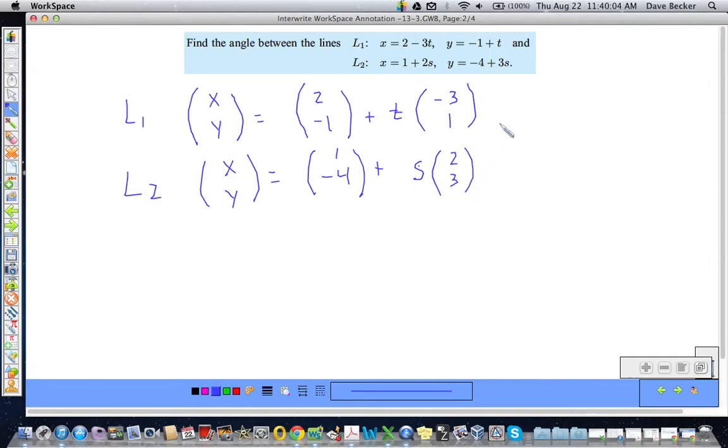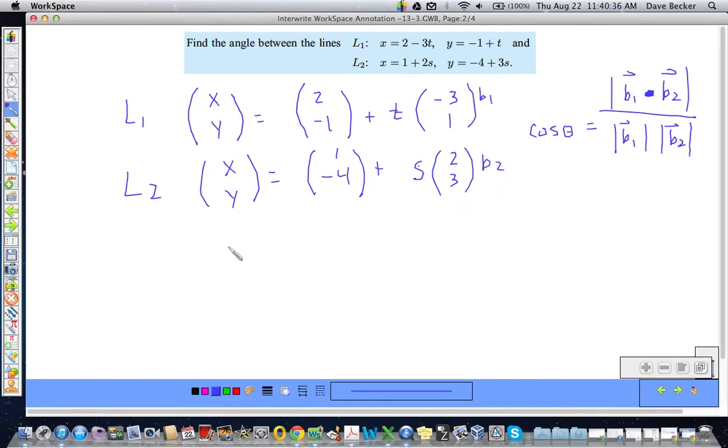Okay. So remember, the formula is cosine theta is equal to the absolute value of b1 dot b2 over the magnitude of b1 times the magnitude of b2. And remember, b is our directional vector. Well, here's our b1 and here is our b2.